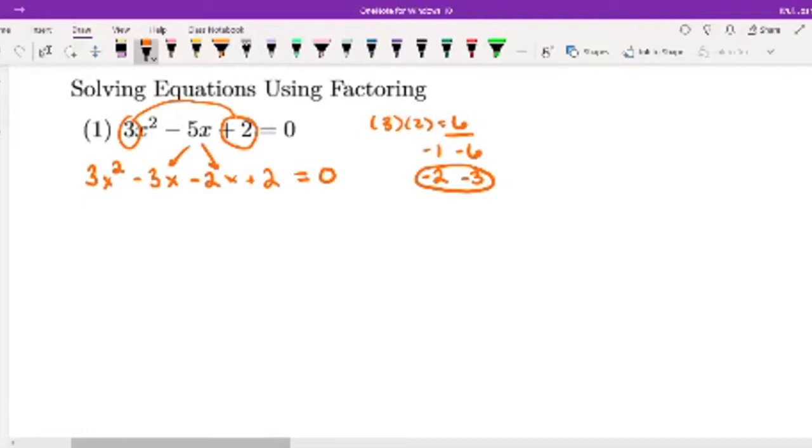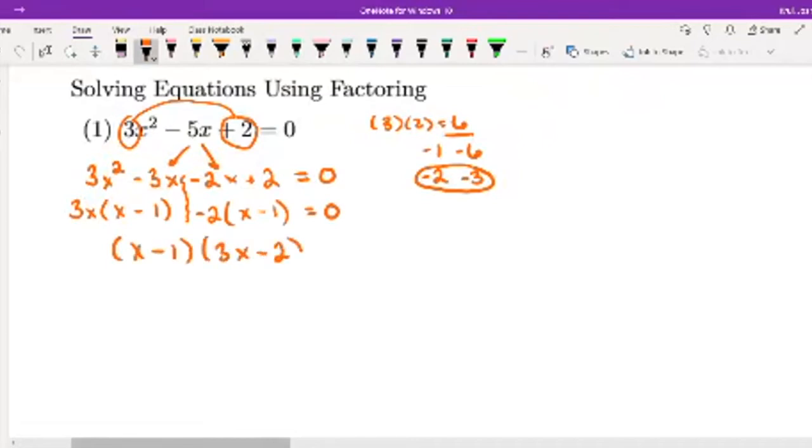So this should be pretty familiar with the squiggly line. Watch the sign. So for the first 2 terms, we look at the GCF here. The GCF is 3x, and we're left with x minus 1. For the back 2 terms, the GCF is -2, and again, we're left with x minus 1. Set that equal to 0. So our 2 factors are x minus 1 and 3x minus 2.